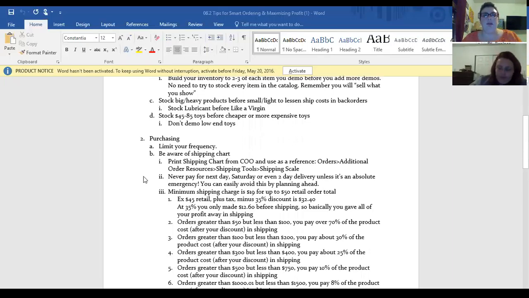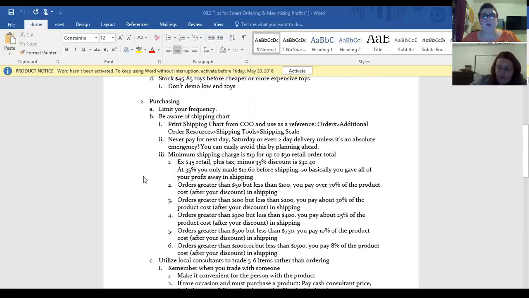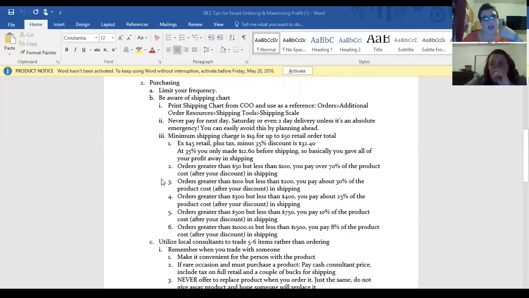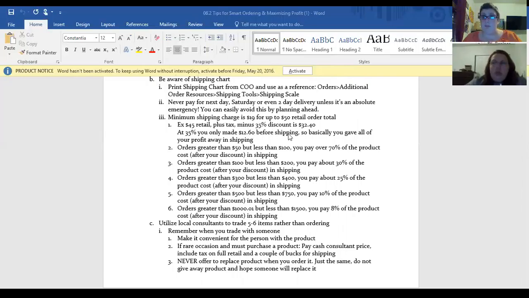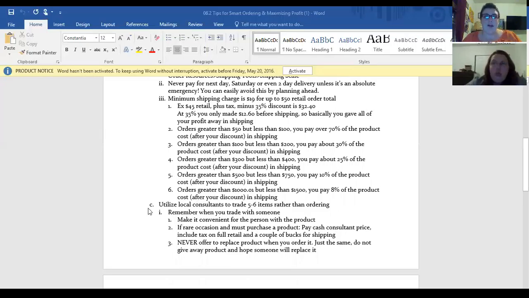Purchasing. Limit your frequency. Always be aware of the shipping, as in how long it takes to get from corporate to you. Never pay for next day unless it's an absolute emergency. You can easily avoid it by planning ahead or trading with a sister consultant. Minimize your shipping charge. We have $19 shipping days, and if you've been in the business any hot minute, you know those $19 shipping days are the days that you need to ship up. If you can, stock up on those days, because it's just a great deal.